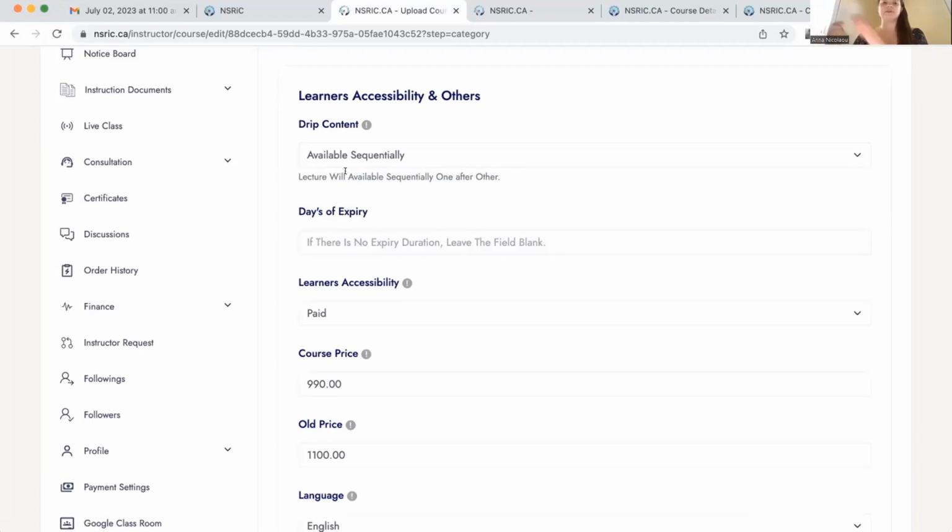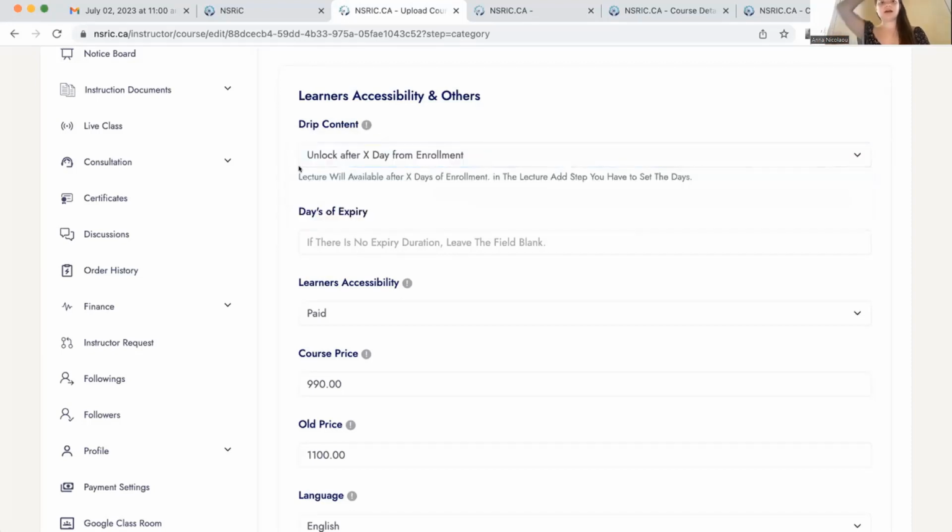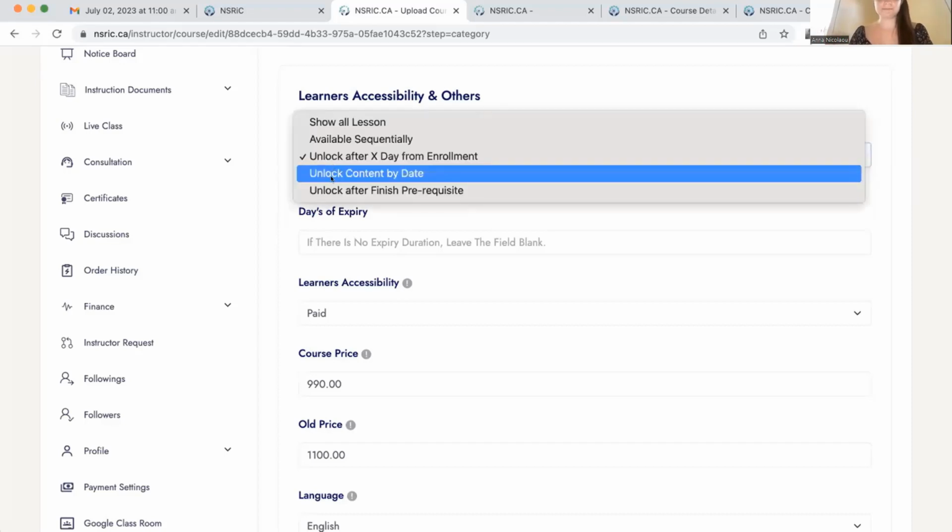And then not until they're done the assessment can they do the next thing, and so on. So that's an option. Then you could also do unlock after X days of enrollment. So you could say, after 0 days of enrollment, right away they get access to unit 1, and then after 7 days of enrolling, unit 2, or another 14, unit 3, something like that, if you prefer that.